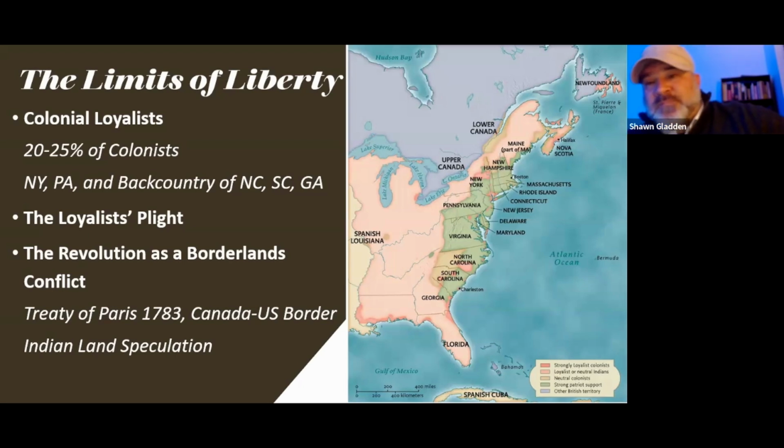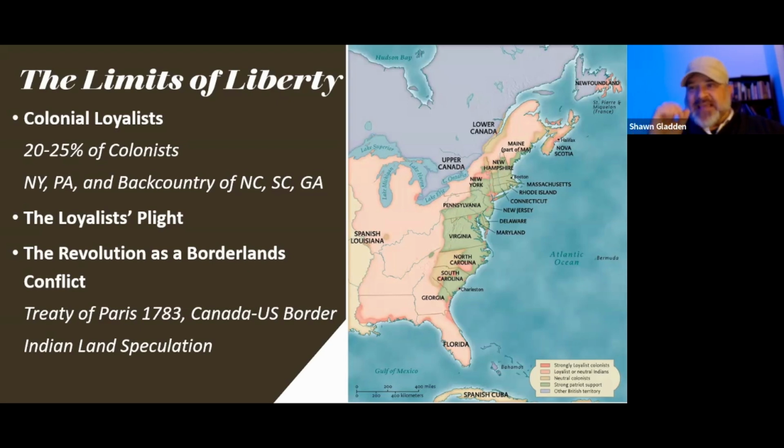And as we saw, during the war in the Carolinas, those loyalist-patriot splits became kind of quasi civil wars. After the war, many of these loyalists either fled to Canada or Britain to escape persecution. Some were exiled from their communities. A lot of them had their property confiscated by patriots.